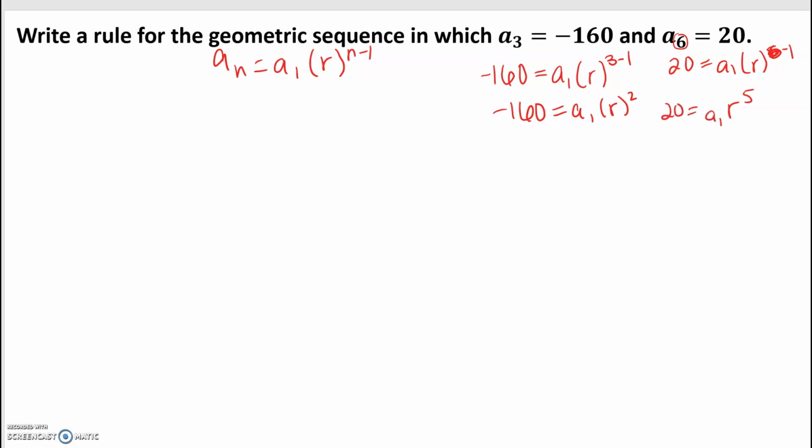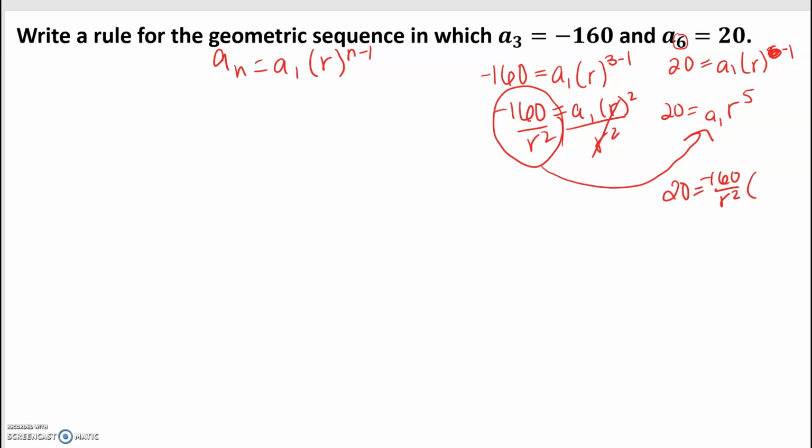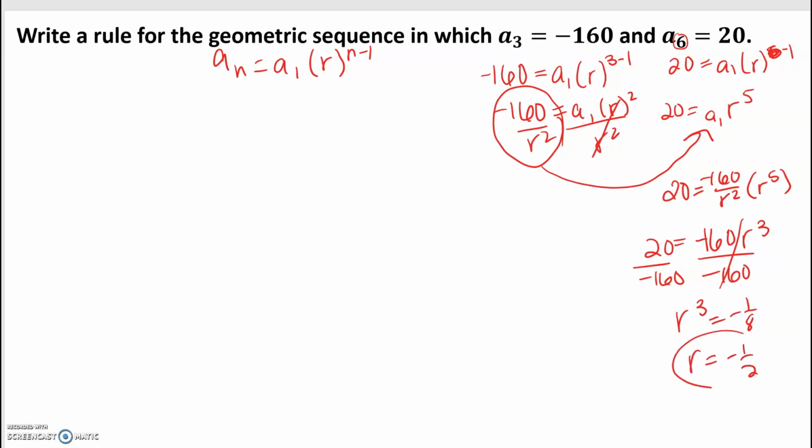Okay, again, I'm going to solve to get my first term by itself. So I'm going to divide by r squared. And then I'm going to take that and I'm going to plug that in for the first term of the other equation. Okay, so I have an r to the fifth on top, r squared on bottom. So that's going to simplify to a negative 160 r cubed. I'm going to divide by that negative 160. So I get that r cubed is negative 1/8. So r is negative 1/2.